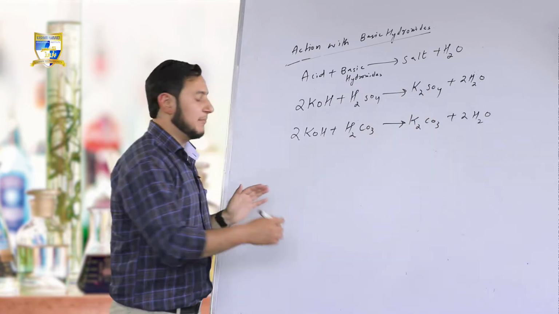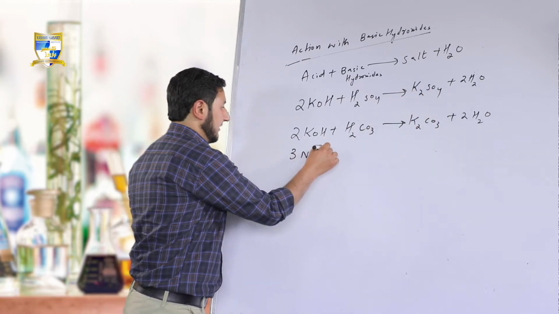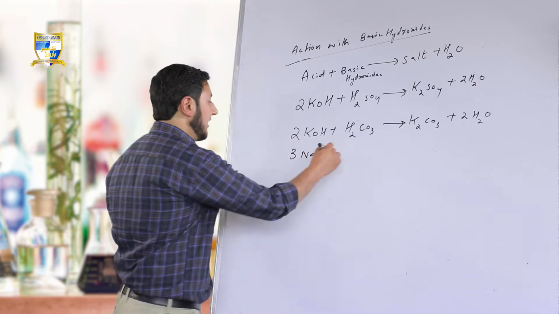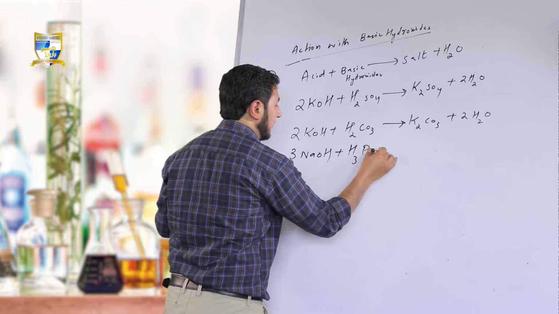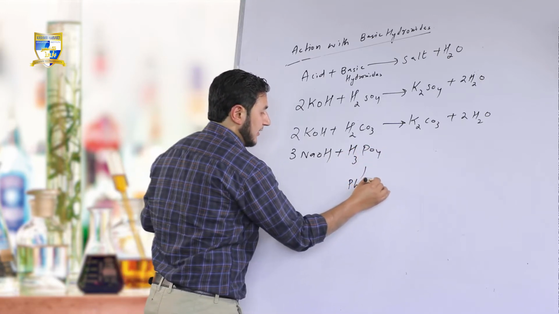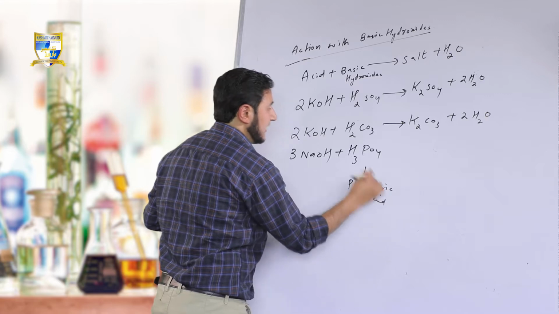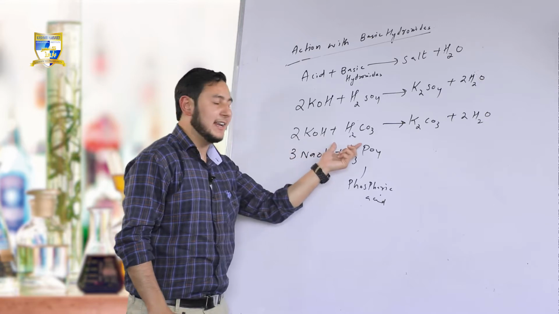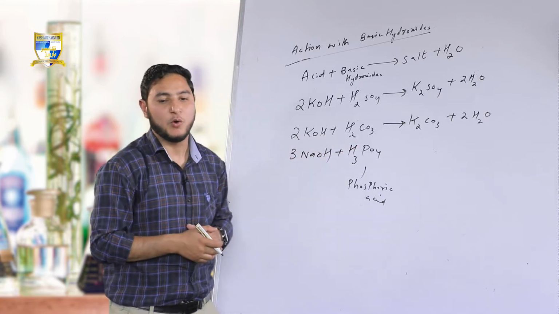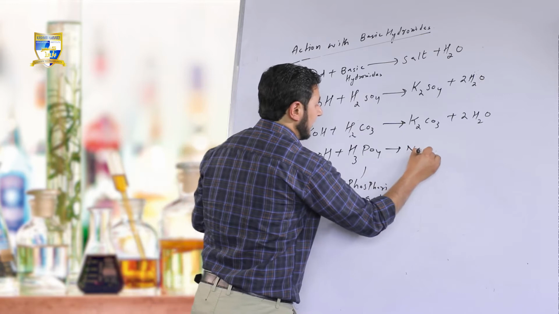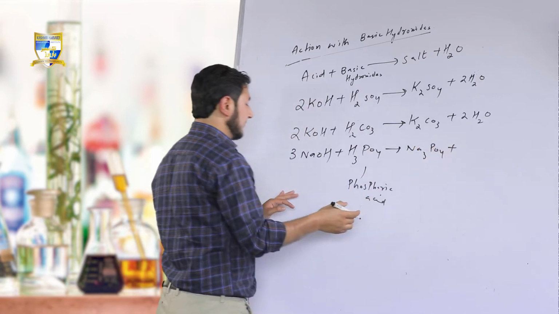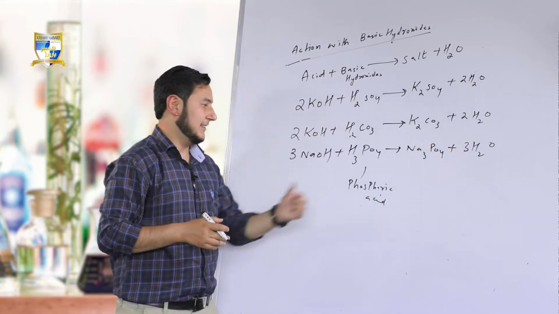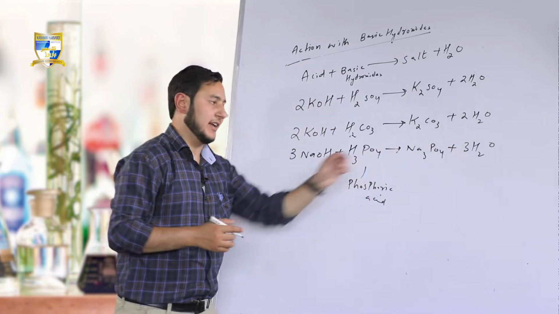We can write one more example. This is my sodium hydroxide. When it reacts with H3PO4, this is my phosphoric acid. When basic hydroxides react with acid, they form salt along with water. So what I am getting is Na3PO4 plus 3 times H2O. Clear? This is my trisodium phosphate.